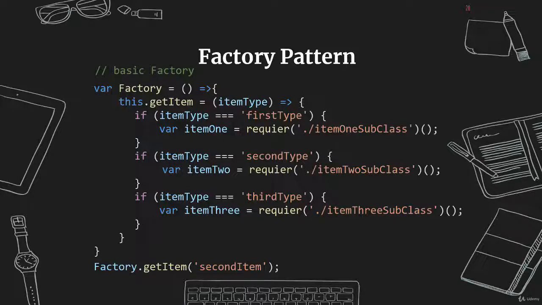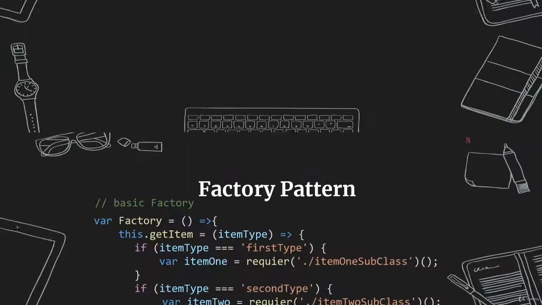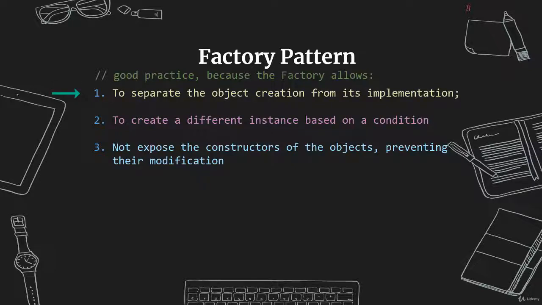In fact, invoking a factory pattern instead of directly creating a new object from a prototype using the new keyword or the Object.create method is so much more convenient and flexible for the following reasons. First of all, a factory allows us to separate the object creation from its implementation. Essentially, a factory wraps the creation of a new instance, giving us more flexibility and control.